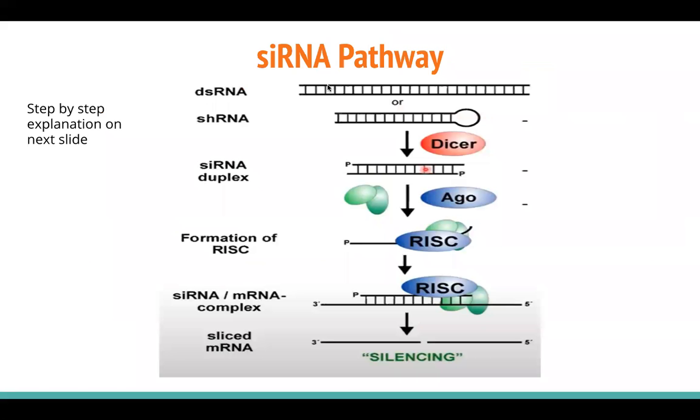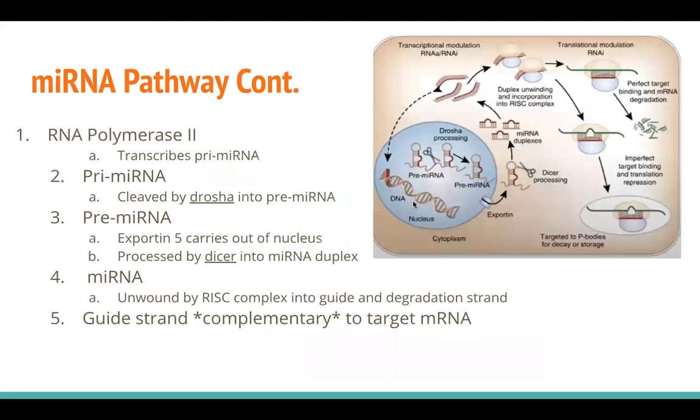They're very, very similar, except the only difference is that siRNA, small interfering RNA, has to be injected into the cell. So again, this is not something that happens naturally in our cells. It's something that we have to physically inject into the cell. So what we do is we inject double-stranded RNA, or a small hairpin RNA. So it could be double-stranded like this, or it could be a hairpin. It doesn't really matter. The following steps are exactly the same as miRNA.